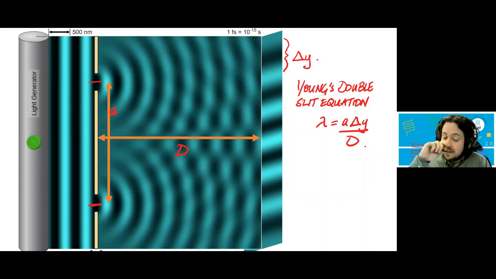Let's carry on. Young's double slit equation then. Lambda is equal to A delta Y over D. It's just an expression to allow us to work out the wavelength of light given certain dimensions, which I've put on here. So D is the distance from the screen to the slits. A is the distance between the slits. And then finally, delta Y is the separation of the fringes, which you can see at the top there.